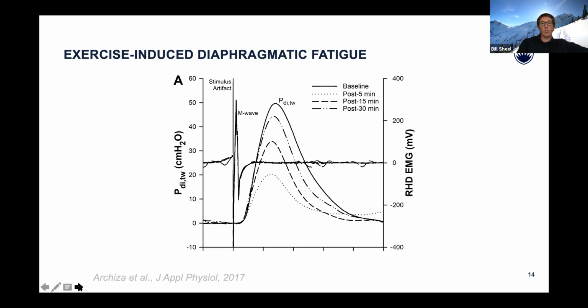And then in this case, we had subjects perform exercise at, I believe, 85 to 95% of maximum power output. They cycle to the point of exhaustion, and you can see that 5 minutes after that bout of exercise, the pressure generating capacity of the diaphragm is significantly reduced. And in this study, we documented the time course of recovery. It does come back to normal, but it's certainly not an instant process.